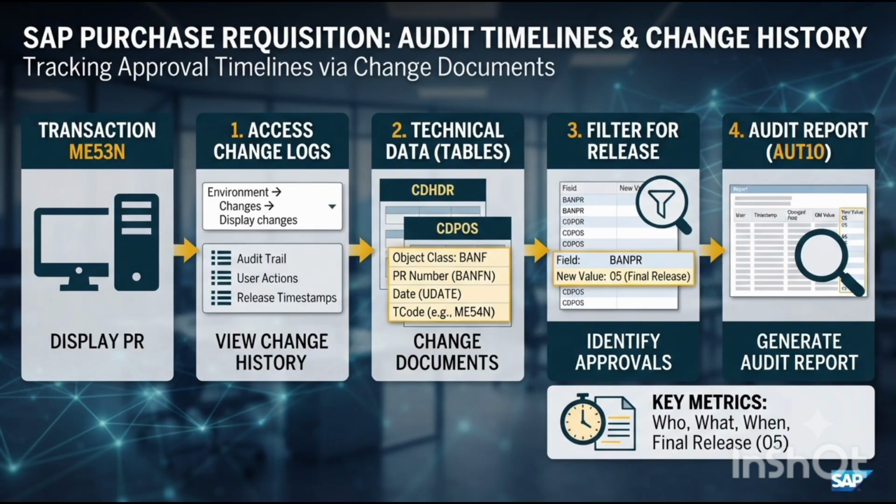To pinpoint the exact moment of final approval, look for modification to field FRGZU and PR where the new value changes to 05.